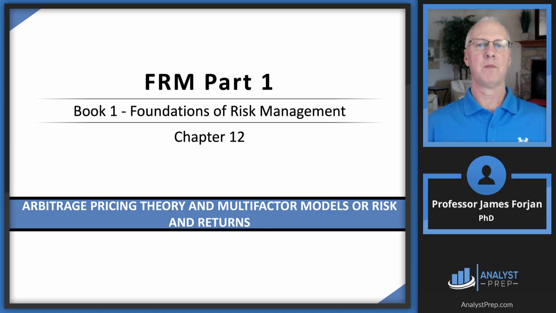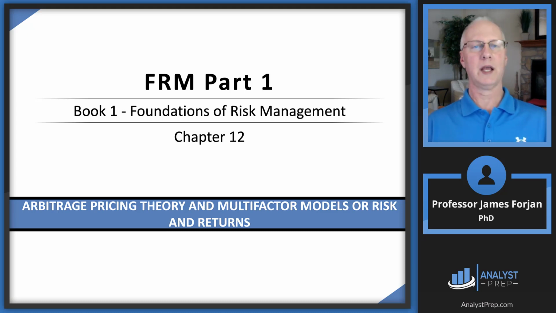This is FRM Part 1, Book 1, Foundations of Risk Management, and this is Chapter 12, Arbitrage Pricing Theory and Multifactor Models. And this is the logical extension from our discussions in Chapter 10 and 11, which was a sole focus on the capital asset pricing model.